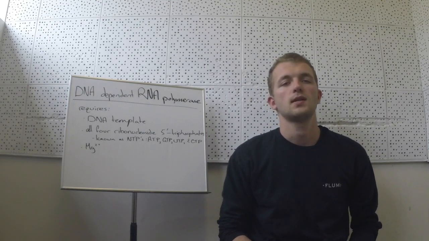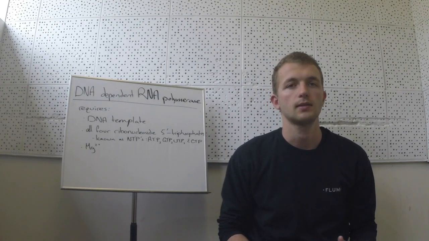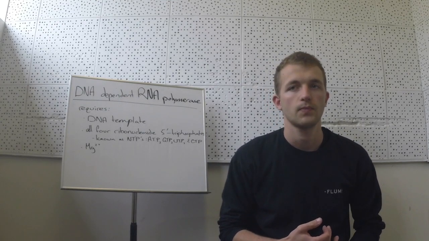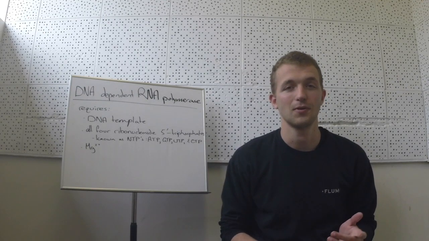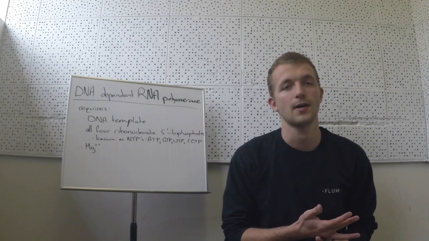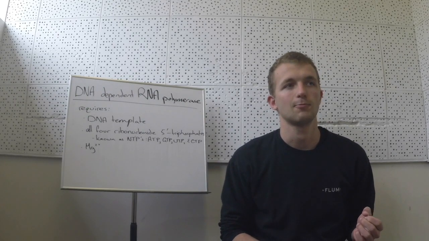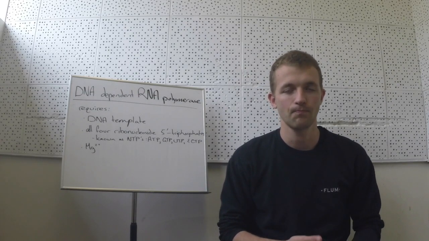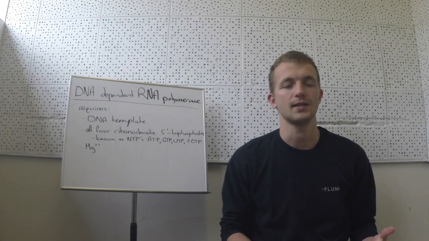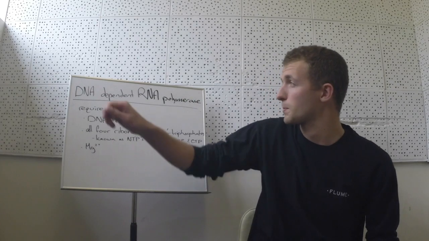Moving into DNA-dependent RNA polymerase, let's talk about some of its requirements. It requires a DNA template, all four of the ribonucleoside 5' triphosphates, or NTPs, which we know as ATP, GTP, UTP, and CTP, and then also magnesium. So let's break that down.